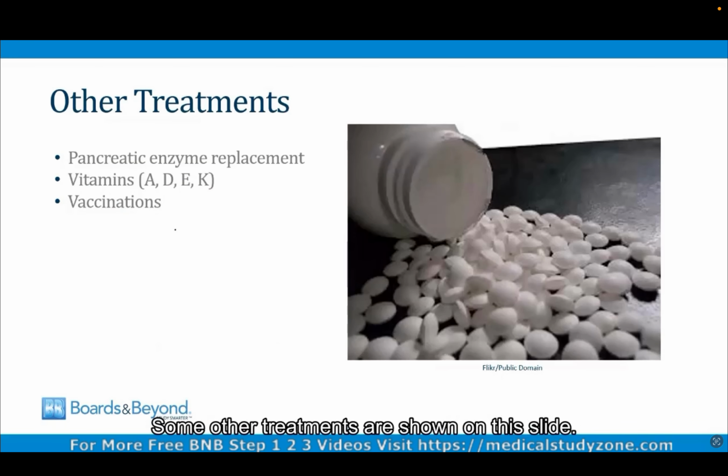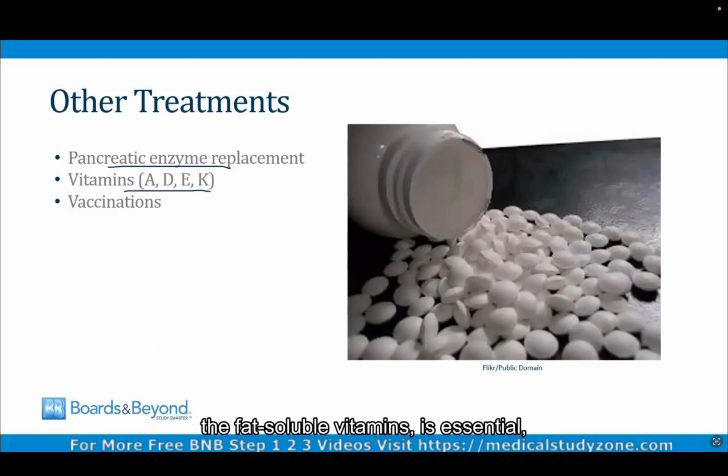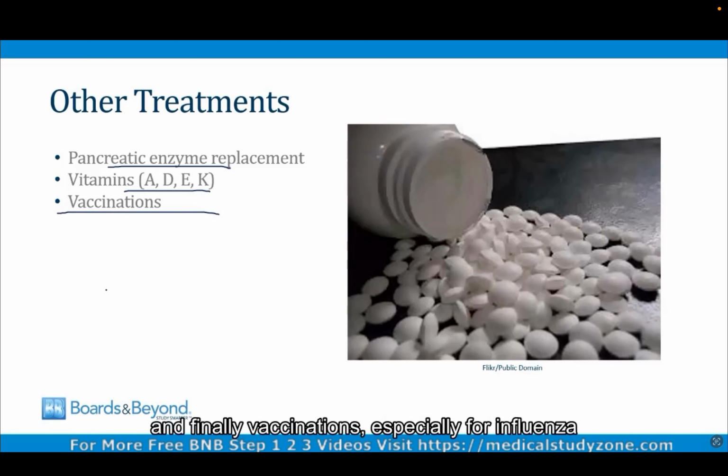Some other treatments are shown in the slide. Pancreatic enzyme replacement is essential. Supplementation of vitamins A, D, E, and K, the fat-soluble vitamins, is essential. And finally, vaccinations, especially for influenza and strep pneumo, are very important.